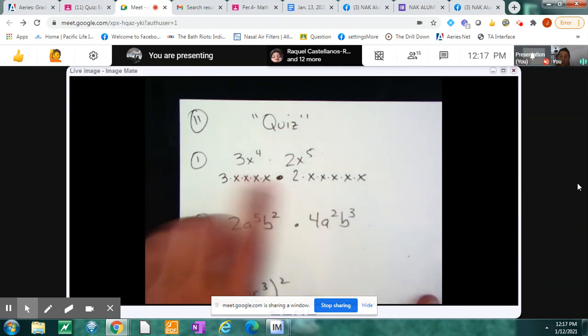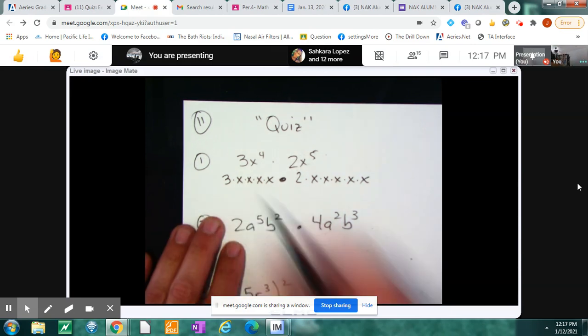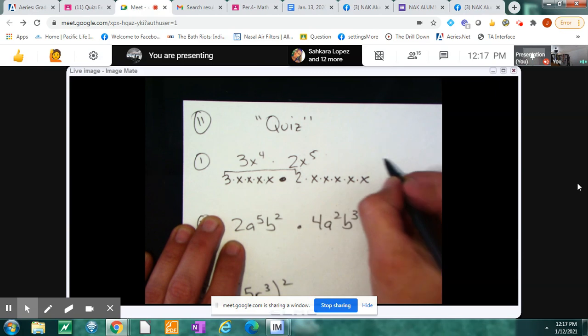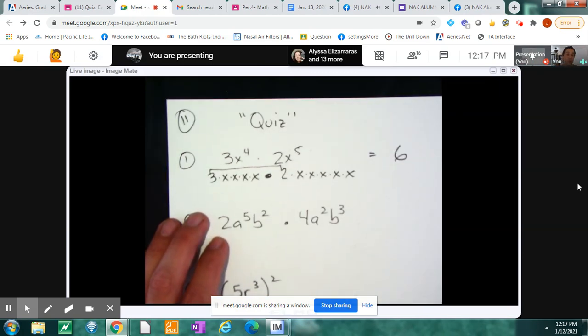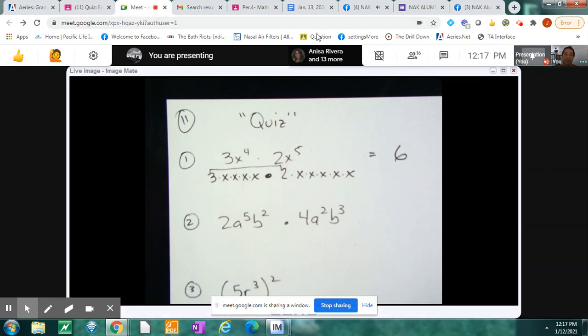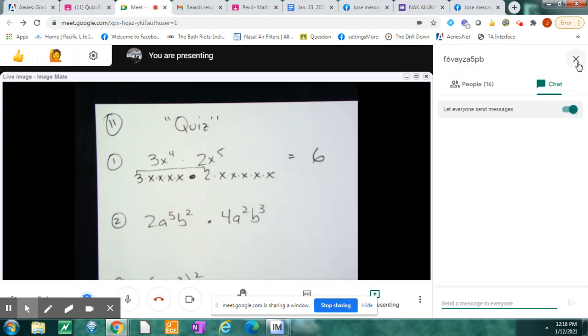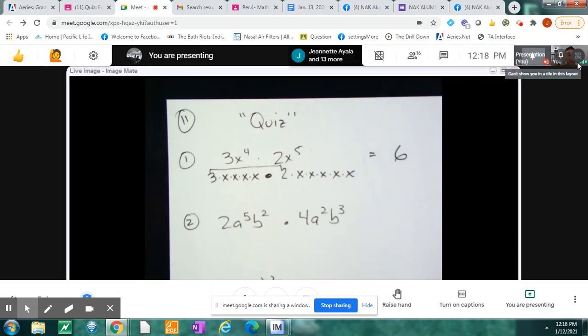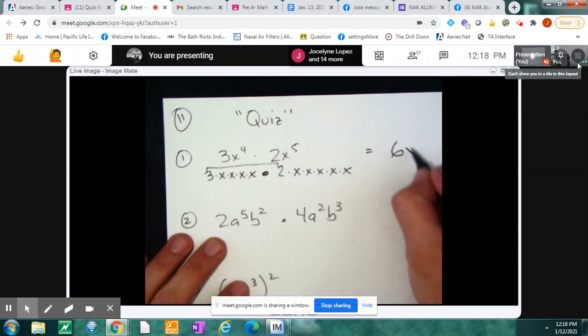Okay, so now for the big numbers, the constant numbers, you're going to do the multiplication. 3 times 2, so your answer should be 6. Some of you guys put 5. It's because you were adding them. So make sure that you put 6. And then x times x times x times x. It's x to the what power? Because you're going x times x. You're going to have a big number, so x to the power of 9.